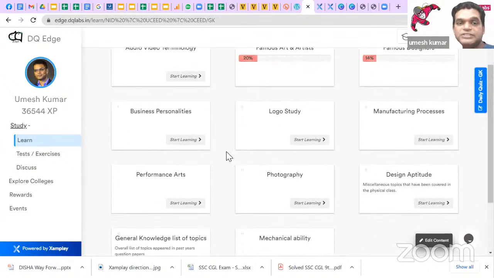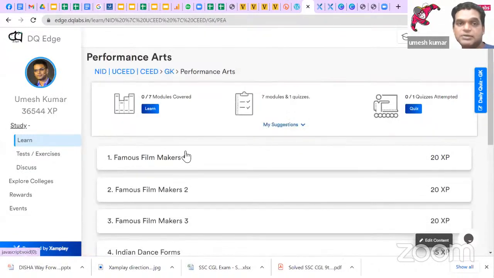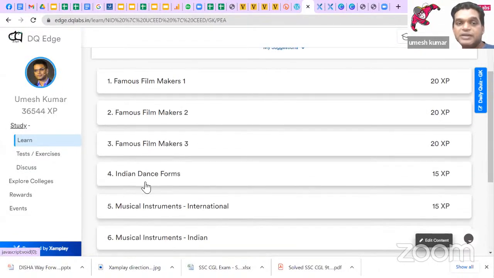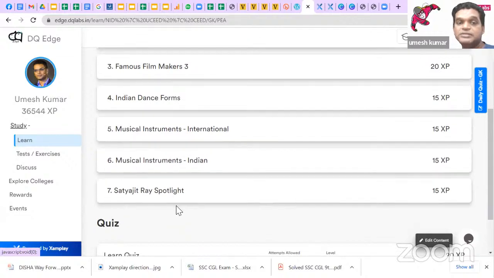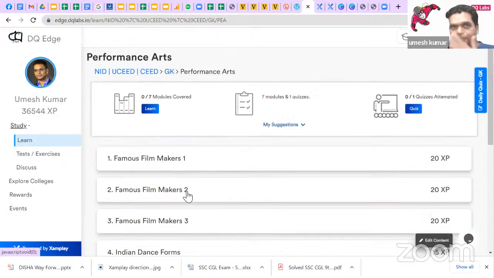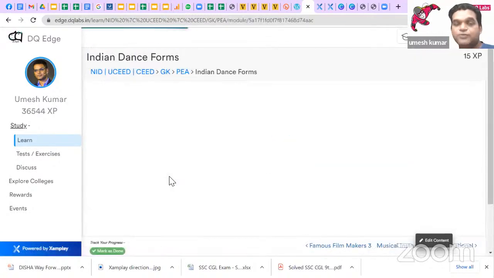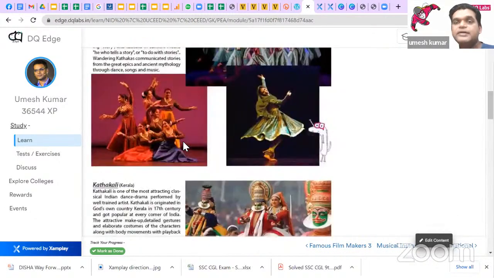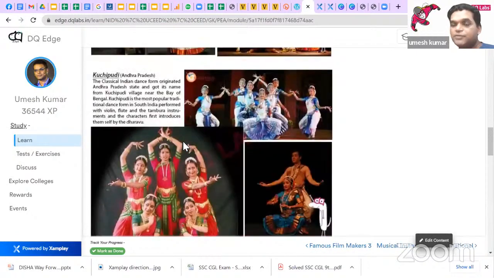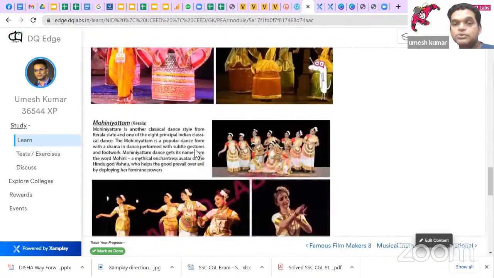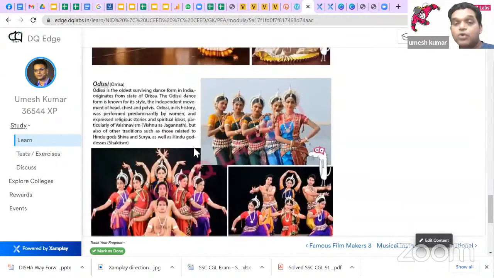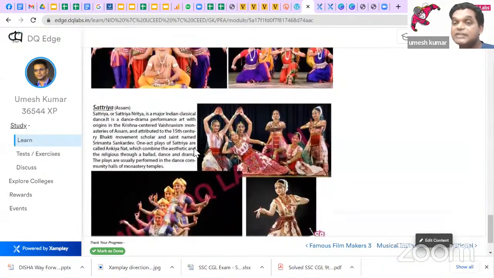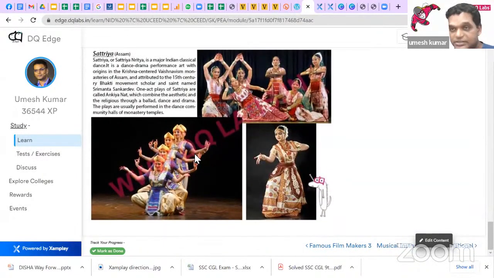For example, if you just click on performance arts: famous filmmakers, Indian dance forms, musical instruments, and a spotlight on people such as Satyajit Ray. If you go for Indian dance forms, you can see all these Indian dance forms are neatly documented for students learning, because we understand that you will not have time to go through massive information on Google. So we have collated all the information that is important for a student to understand.